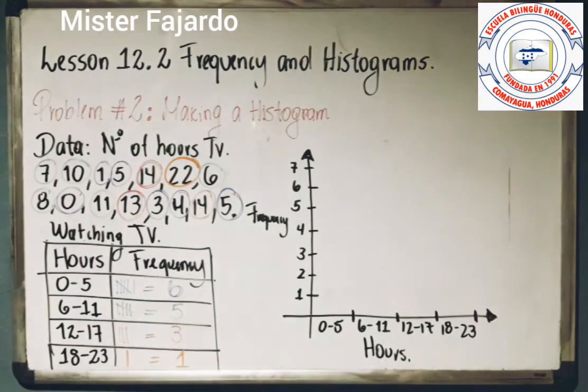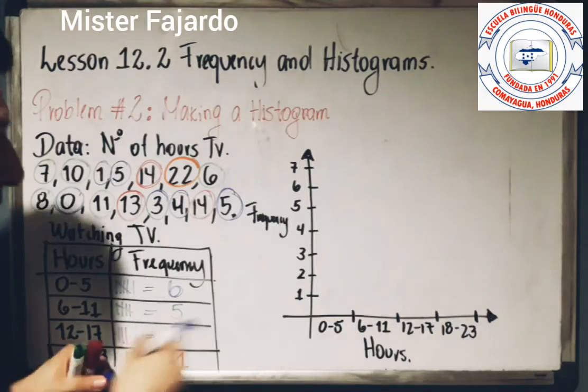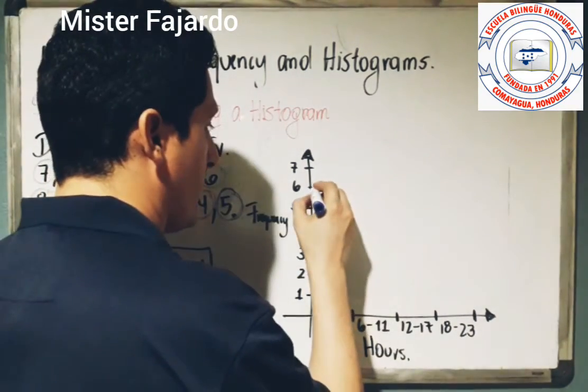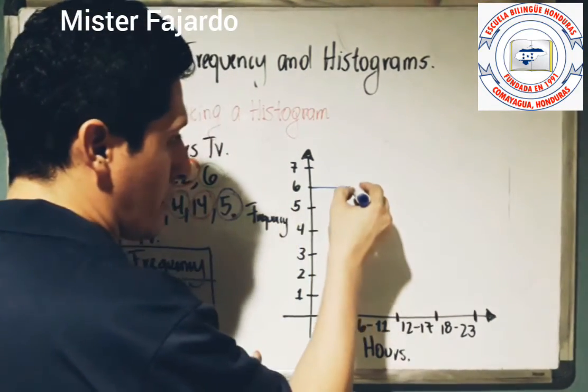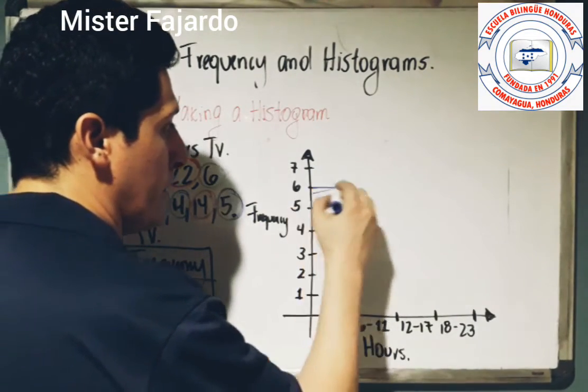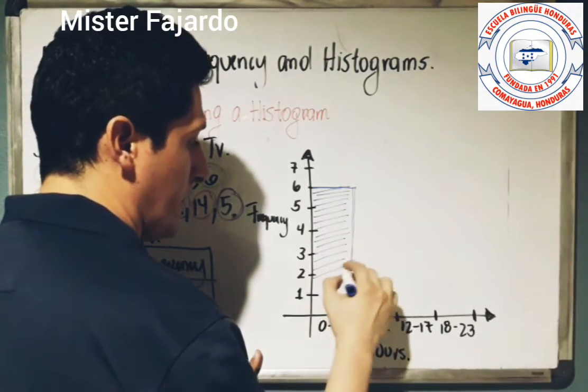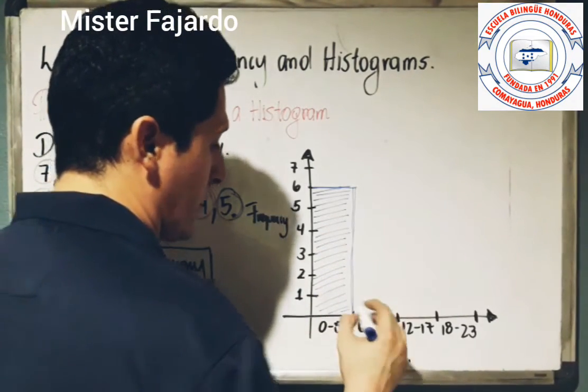Okay? And what we need to do is make the graph, following the frequencies that they already have. From 0 to 5 is 6 hours. That means that it's going to be until here. Okay? And I'm going to use the blue marker because you already know that I selected the blue marker for the first one, okay? And you need to color it. It's going to be really nice if you color it. It's going to be really interesting, okay?